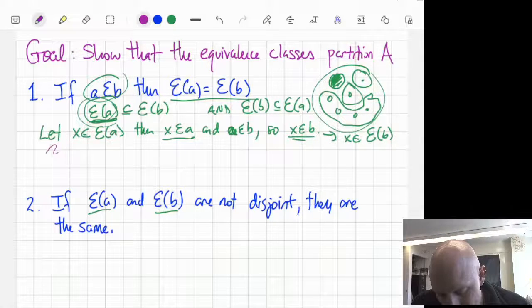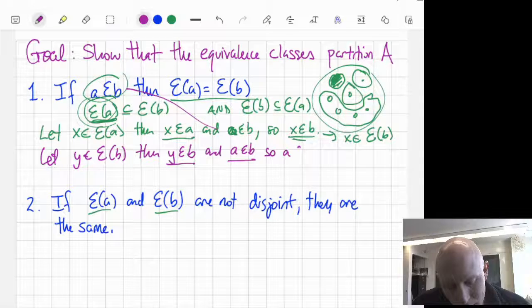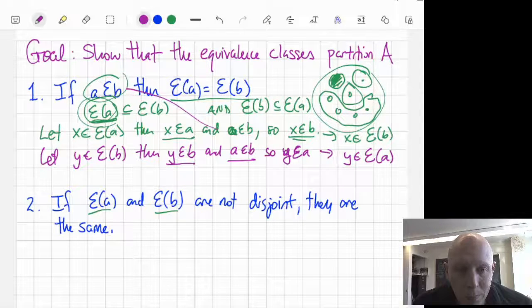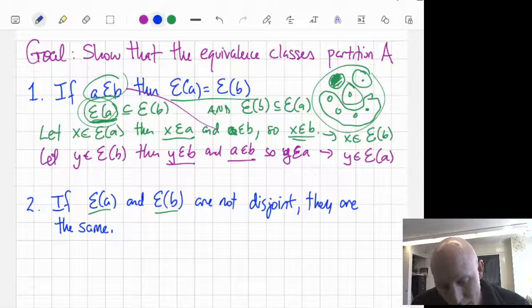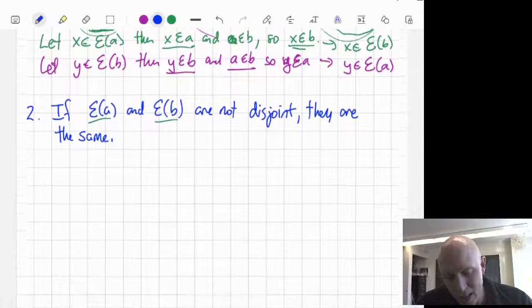So if we were to say let Y be in the equivalence class of B, then that means that Y is equivalent to B. Again, we use that A is equivalent to B. And so now we have Y is equivalent to B, and A is equivalent to B, so Y is equivalent to A. So Y is in the equivalence class of A. Alright, so that means we now know that this first point is good. So now let's prove this other part.